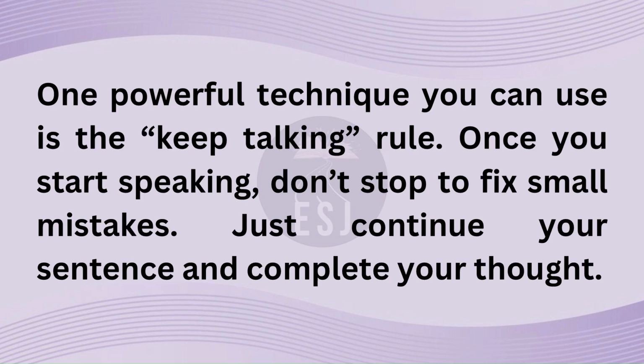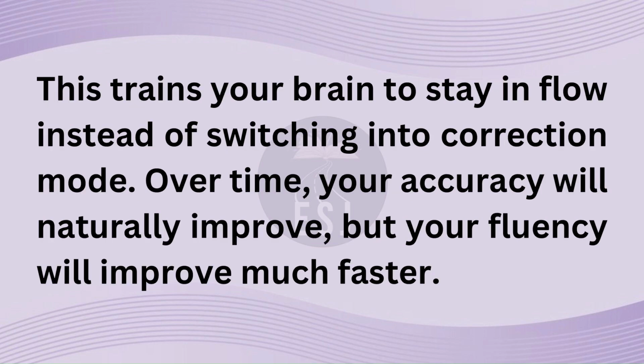One powerful technique you can use is the keep talking rule. Once you start speaking, don't stop to fix small mistakes. Just continue your sentence and complete your thought. This trains your brain to stay in flow instead of switching into correction mode. Over time, your accuracy will naturally improve, but your fluency will improve much faster.